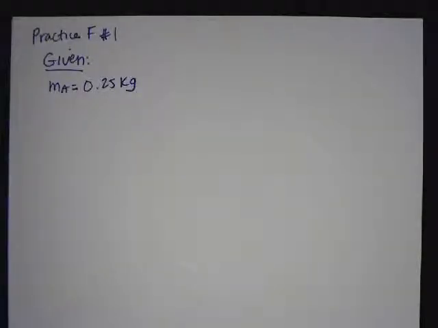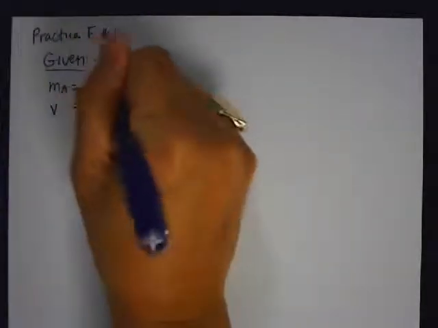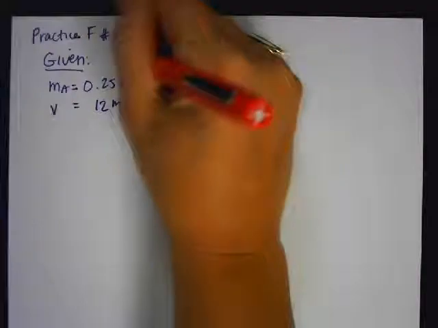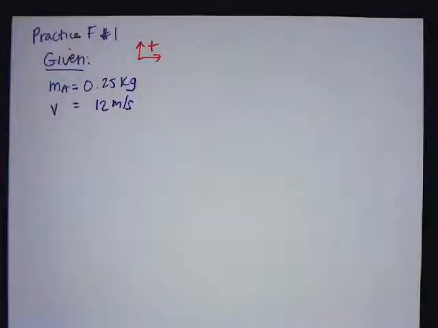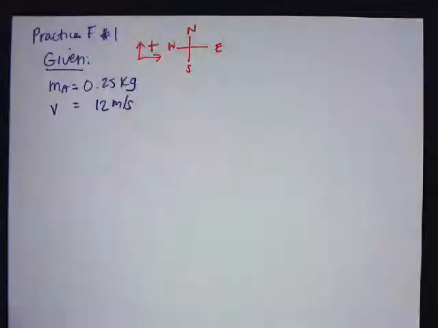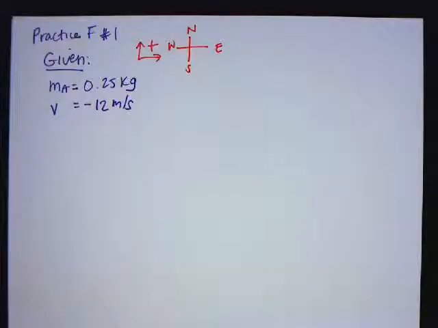A 0.25 kilogram arrow with a velocity of 12 meters per second to the west. Now, this is the point I need to be aware of my sign convention, because we know that momentum is a vector quantity. It has both magnitude and direction. So I'm going to call west negative because I'm going to use my standard Cartesian sign convention. Up and to the right is positive, and we have north, south, east, west, so I'm going to call west negative. So this is going to be negative 12 meters per second.